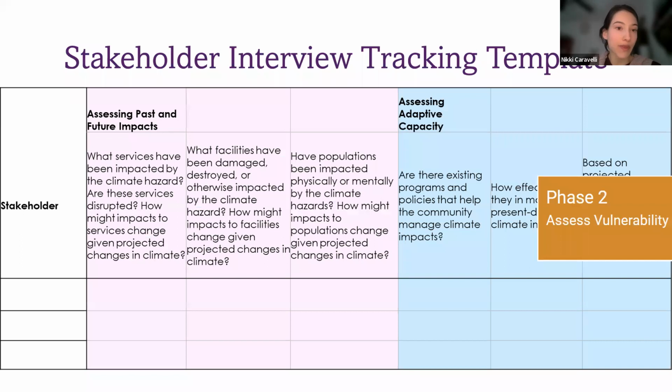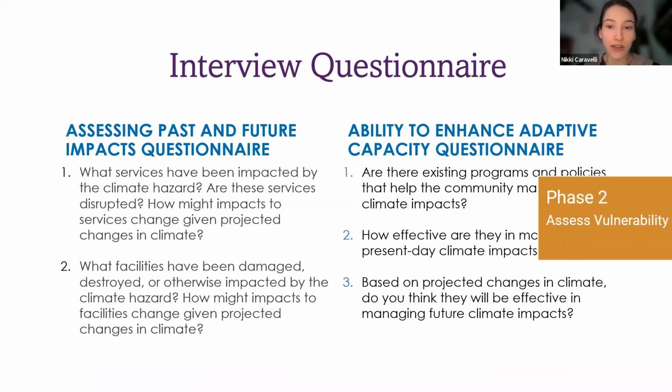So in phase 2, there are a number of resources to both continue the community engagement process, as well as for developing vulnerability assessments. One example up on the screen is a stakeholder interview tracking template with example questions that you can ask to help get a community response on what climate impacts you might address, as well as what past hazards you should be looking at, and adaptive capacity. Next slide. There's an example interview questionnaire that can be used as a supporting resource for that interview tracking template.